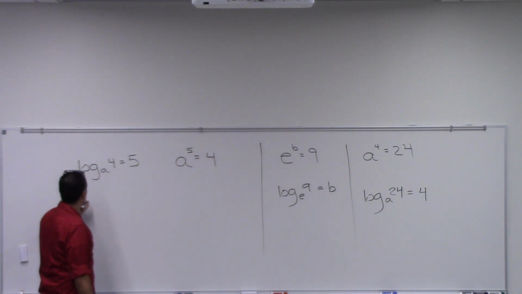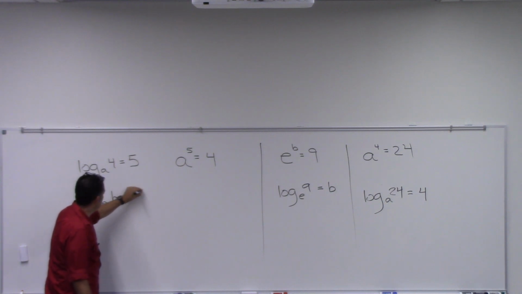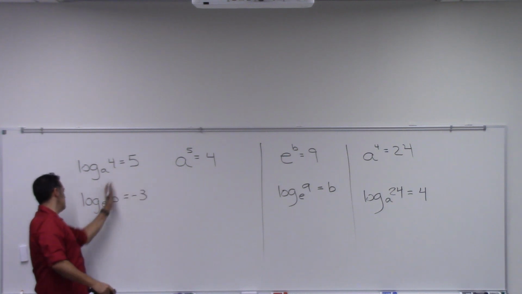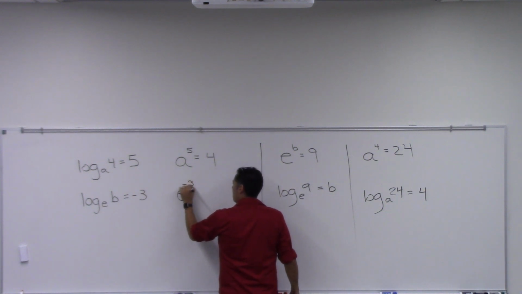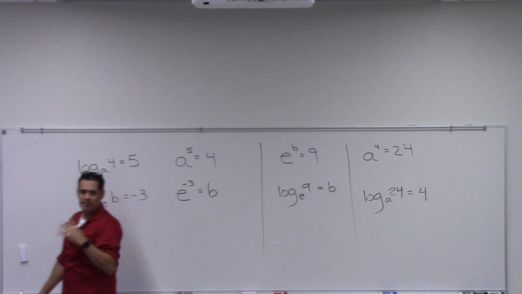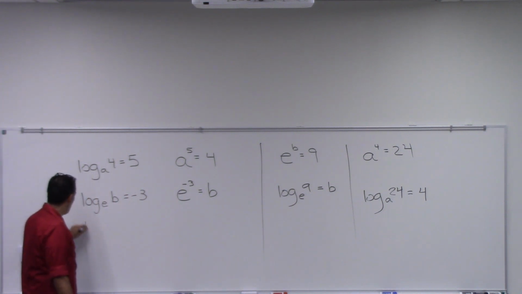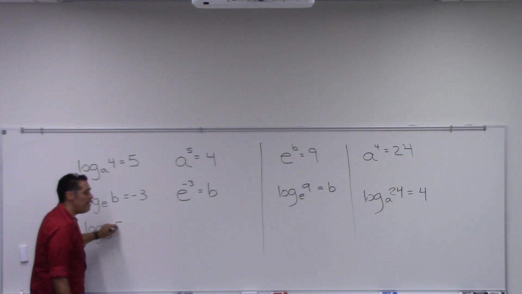Next one. Log base E of B equals -3. Convert it to exponential form. E to the -3 is B. Is this simple? Just give you 1,000 of these for your final exam? Yes. Okay.